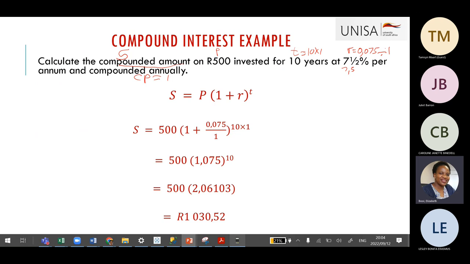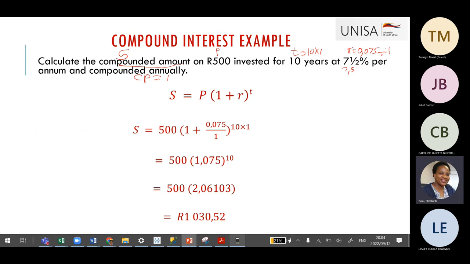1030.52. Because it's rands, always remember, money is always to two decimals, right? Your answer should always be in two decimals unless the options are in whole numbers, and then you just make sure that you round off correctly as well.